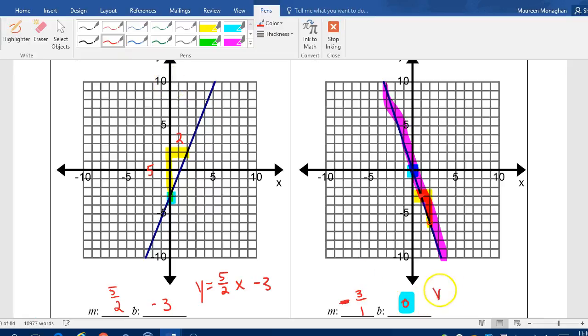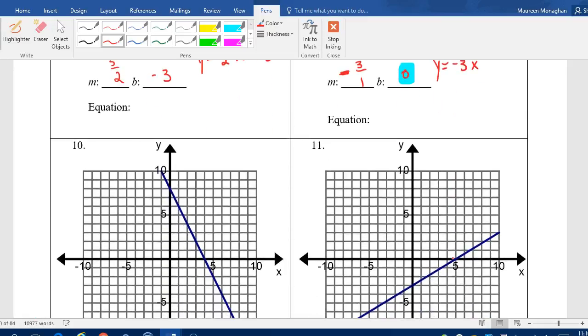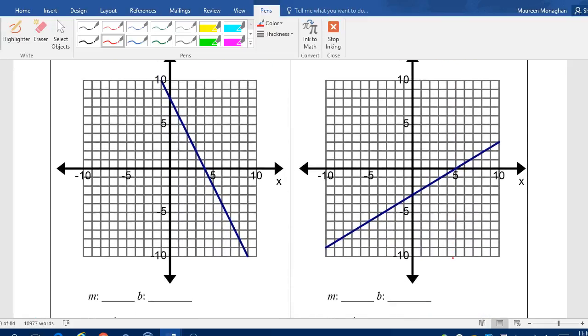So the equation would be y equals negative 3x. Don't put that 0 on there. We don't want that rookie move. Okay? You got 10 and 11 on your own. So on your own, 10 and 11. That's just some of them. I'm sure I'm going to give you more.